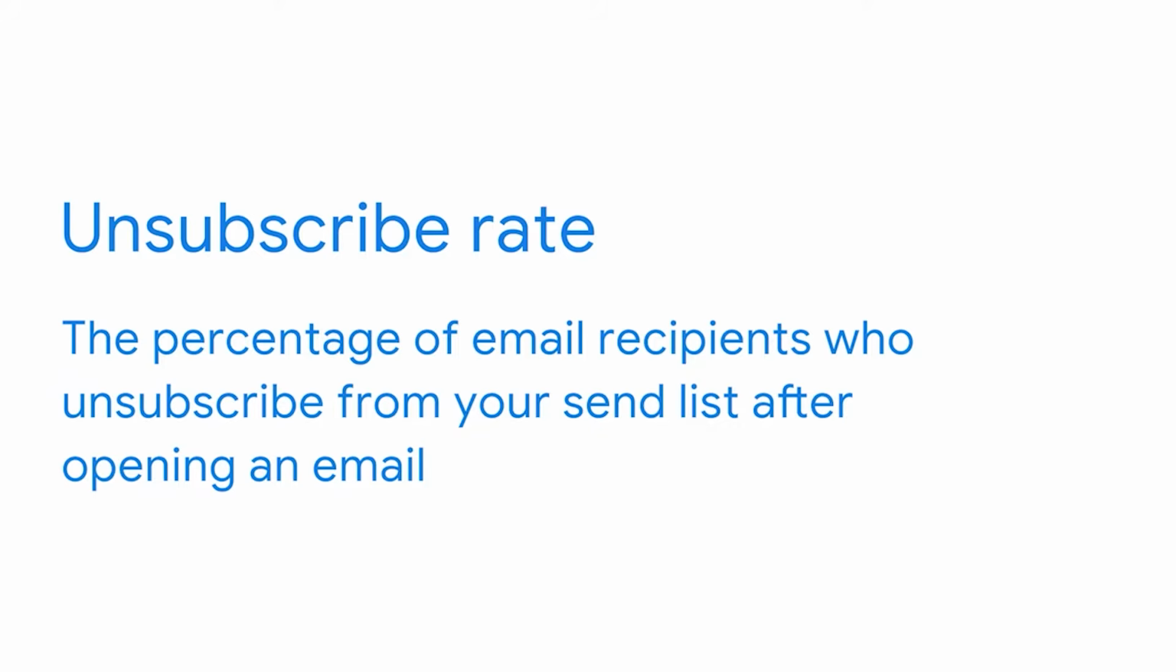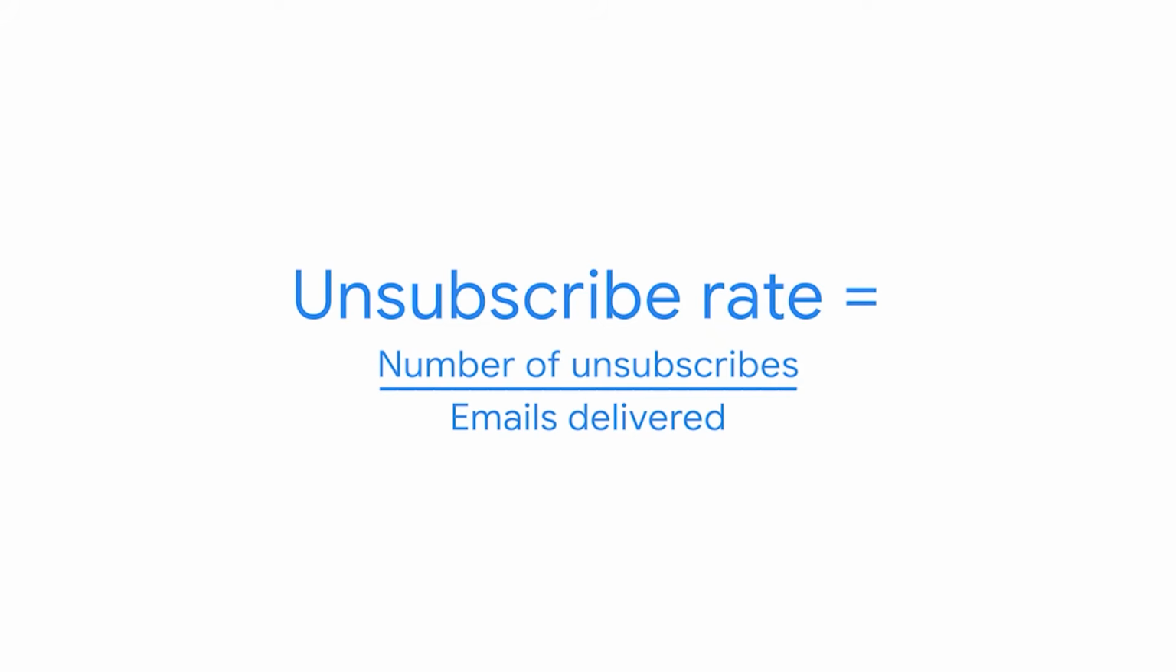And if they aren't engaging, you may find that they'll eventually unsubscribe. That's where our unsubscribe rate comes in. An unsubscribe rate is just what it sounds like. It's the percentage of email recipients who unsubscribe from your send list after opening an email. This metric is useful because it indicates whether you are delivering content that your audience enjoys. However, in some cases, users just opt out of opening your emails altogether, rather than unsubscribing. So if they aren't opening your emails, that's a different issue than them unsubscribing. To calculate the unsubscribe rate, divide the number of unsubscribes by the number of emails delivered.